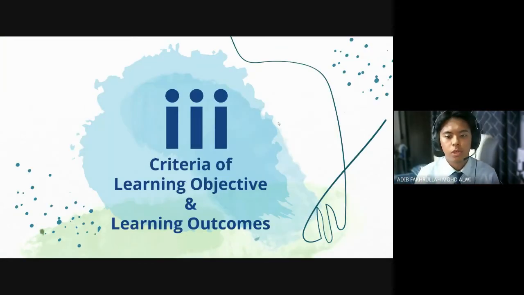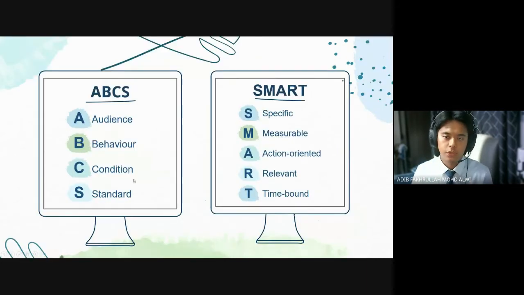Okay, now let's move to the criteria of learning objective and learning outcomes. Okay, we have two clear frameworks for developing learning objectives and learning outcomes, which are ABCS and SMART. For ABCS, the components stand for A for audience, B for behavior, C for condition, S for standard. While on the other hand, we have SMART, which is S for specific, M for measurable, A for action-oriented, R for relevant, and T for time-bound.